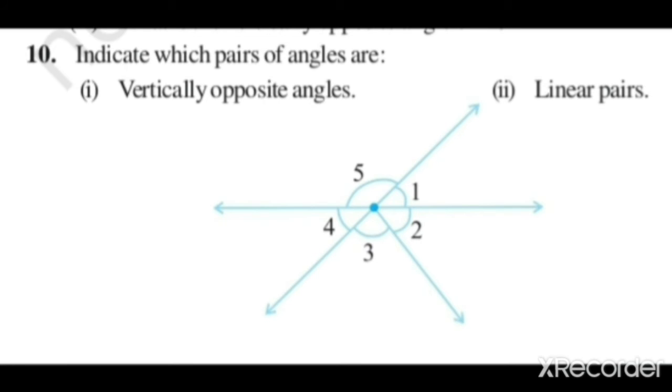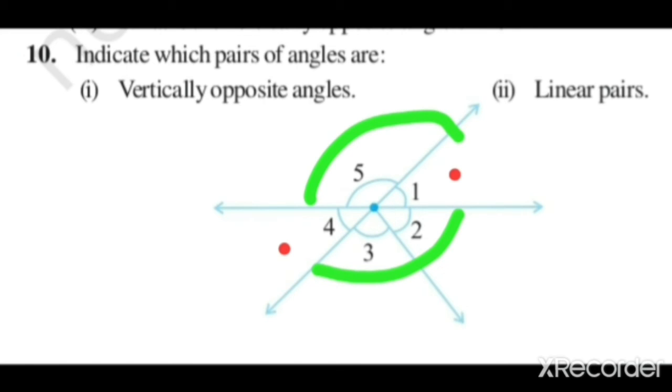Next question, question 10. Indicate which pairs of angles are vertically opposite angles. The angles facing each other. Angle 1 and angle 4. And another pair is angle 5 and angle 2 plus 3 together. We have two pairs of vertically opposite angles. Pair 1 is angle 1 and angle 4, and pair 2 is angle 5 and angle 2 plus 3.